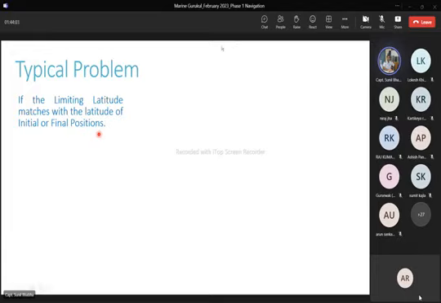Let's make a diagram here and try to understand first what the question is and then how we solve it. Let's assume the vessel's initial position is here. We mark this position as A. This is the initial position of the ship. Let's assume that the final position of the ship is at this particular location. We mark this position as B.